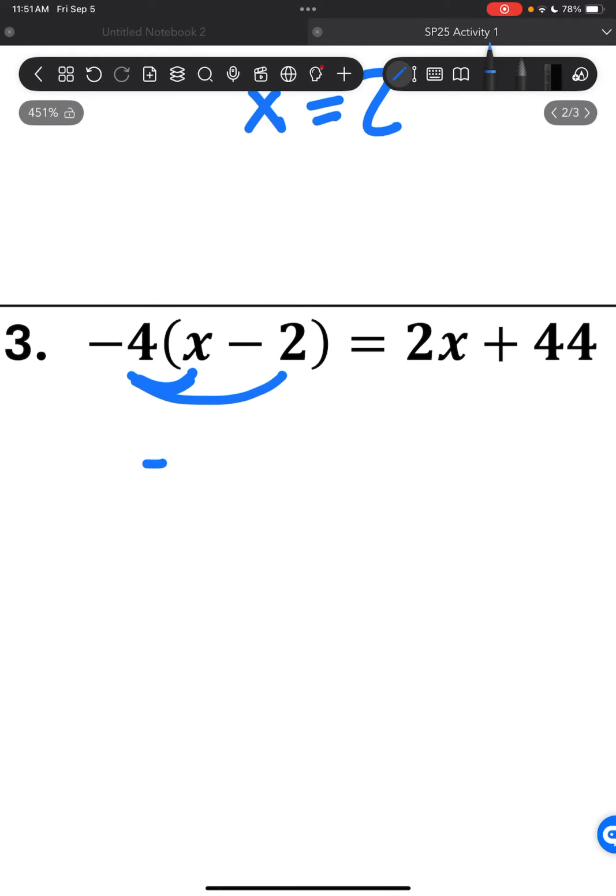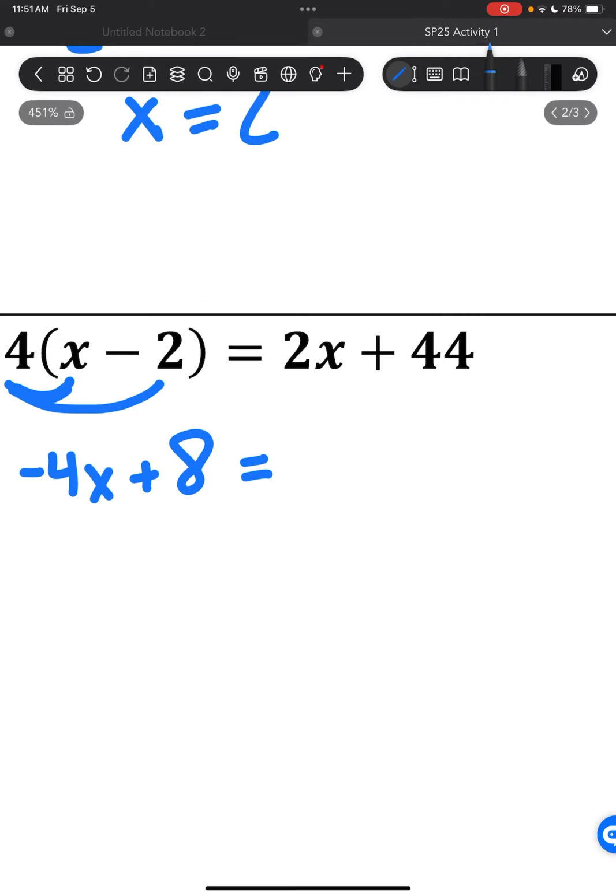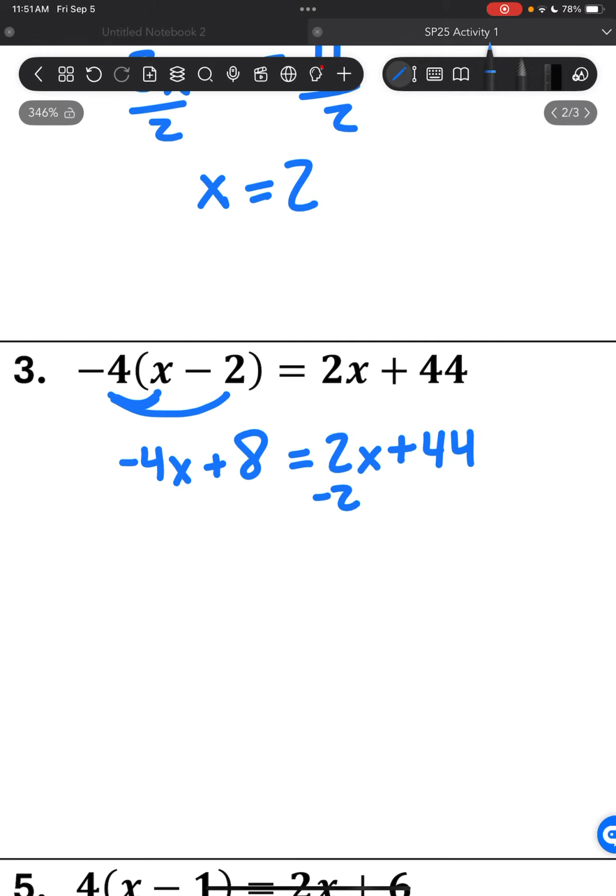So here we're going to get negative 4x. Then we have a negative 4 times a negative 2, so that's going to give us a positive 8. Then we have a 2x plus 44. Alright, our next thing here, we're going to get rid of this 2x, right? So by doing that, we're actually adding a negative 2x. By adding a negative 2x, we're going to get a negative 6x.